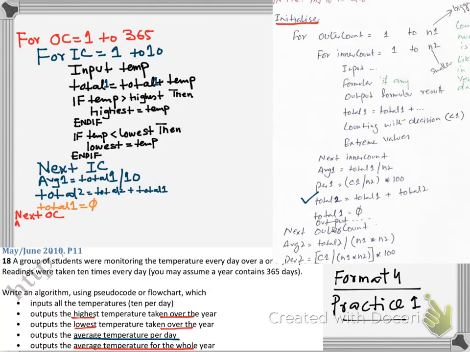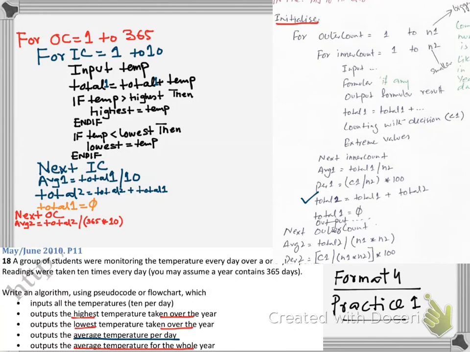Average 2 is equal to total 2 divided by n1, which is 365, multiply with 10. Alright, so we have average 2.